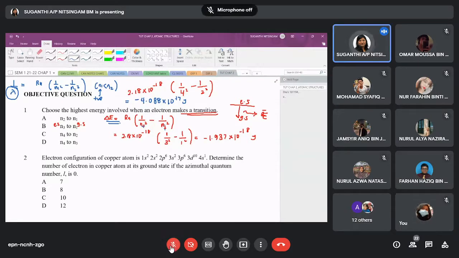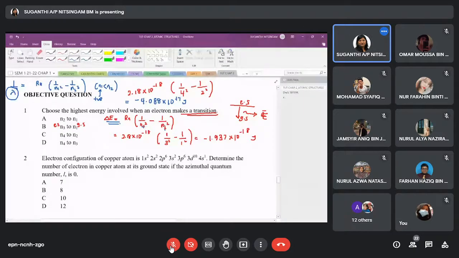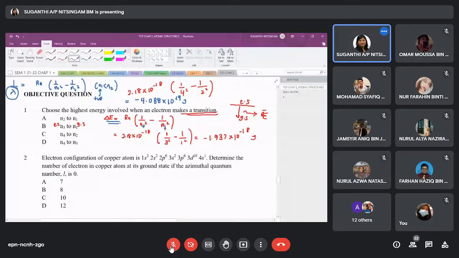Dah tahu kan? Okay, dah tahu. Okay, tak apa. So it's 4.0, 10 negative 19, negative 19. So now choose the highest energy involved when an electron makes a transition. Highest energy involved, so which one has highest energy?